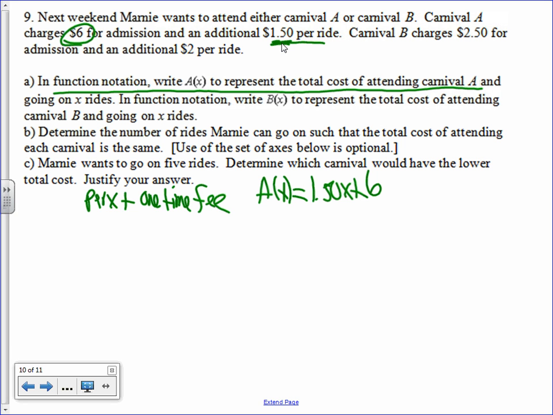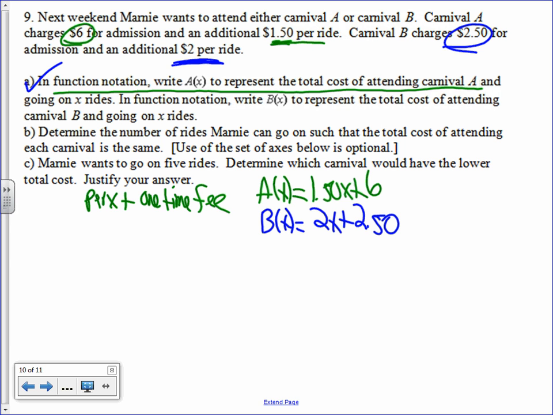For Carnival B, it's $2 per ride, and the one-time amount is $2.50. So I just answered A.